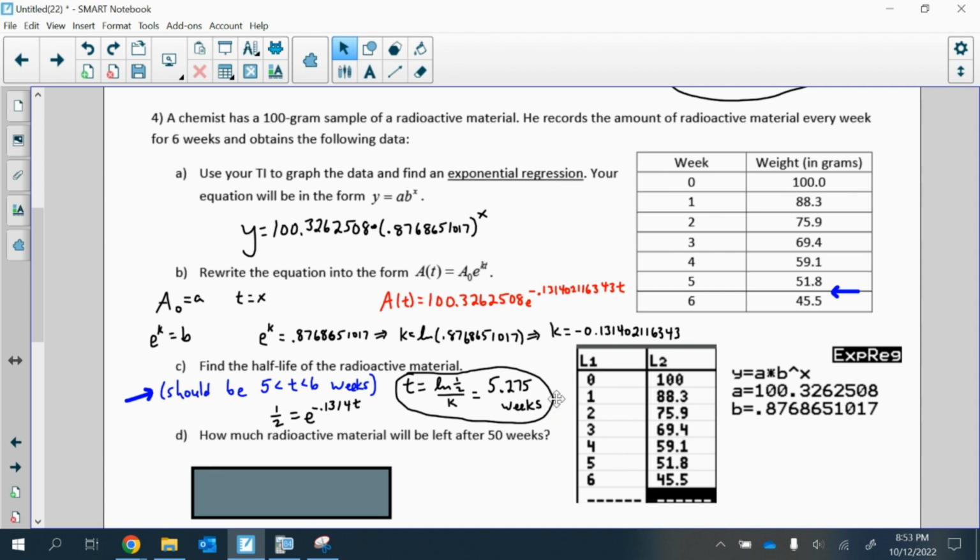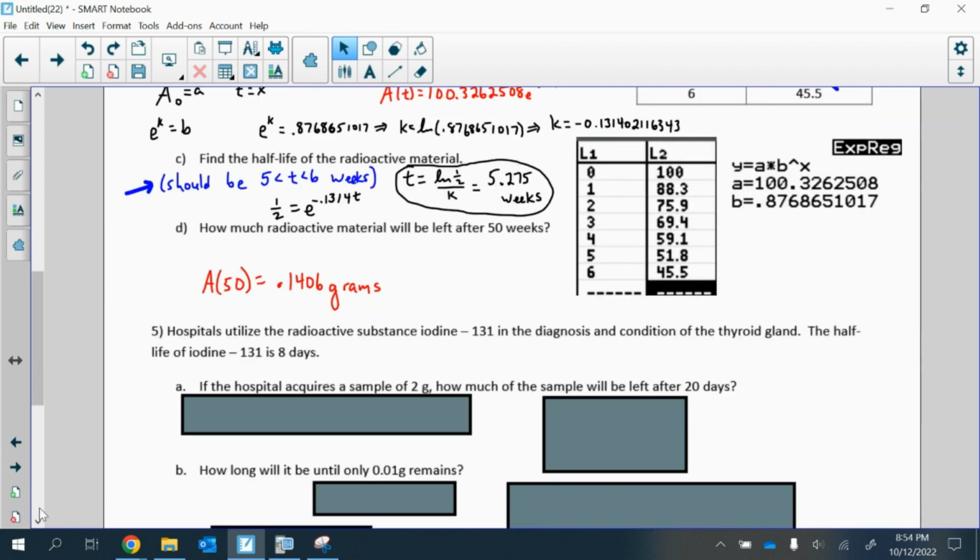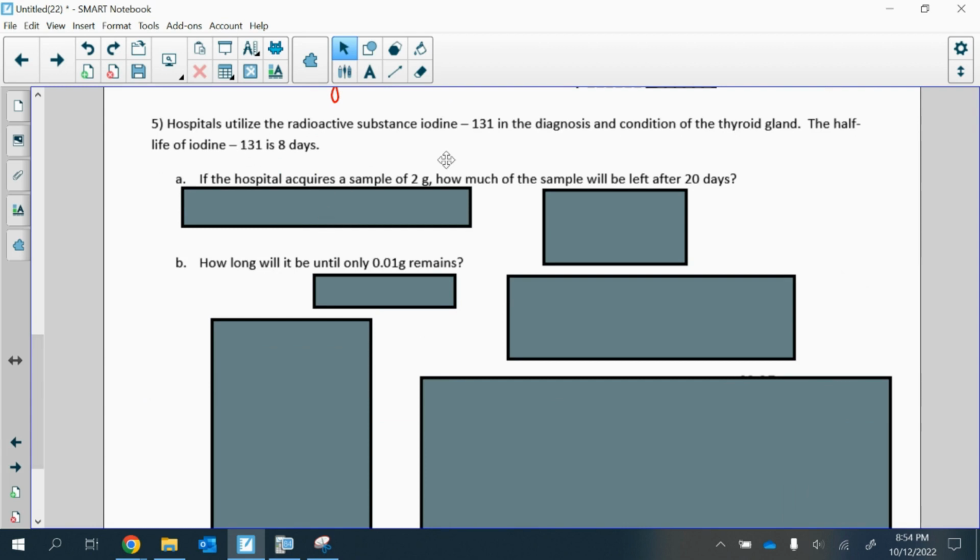Or I could also do this on the calculator. If I typed this in for y1, or the red version of it, type it in for y1, and then I have to do 100.326250.8 divided by 2 in for y2, then find the intersection. The amount of radioactive material left after 50 weeks, you plug 50 in for x, or 50 in for t, and then you get the answer. That's just done on the calculator. It's not too hard. We have one last problem.